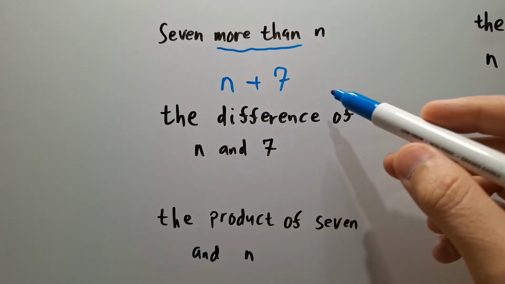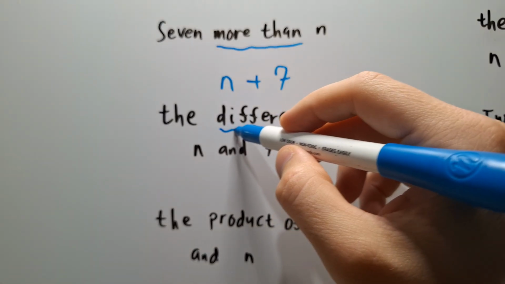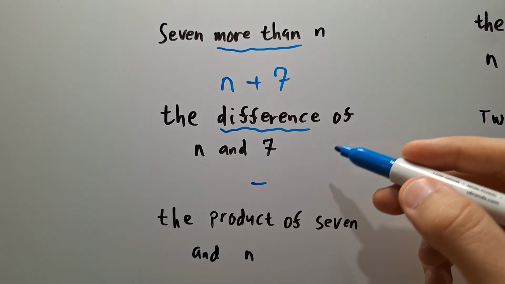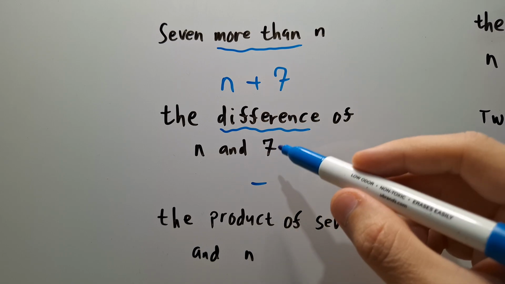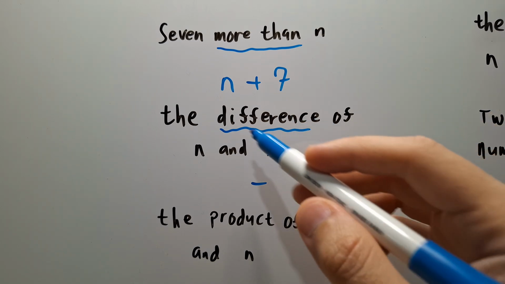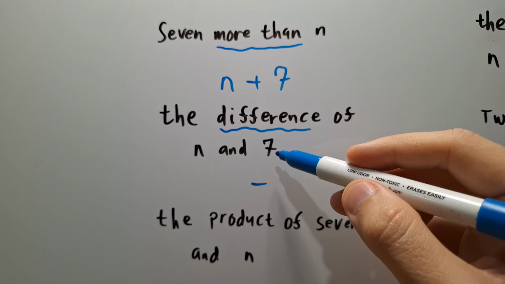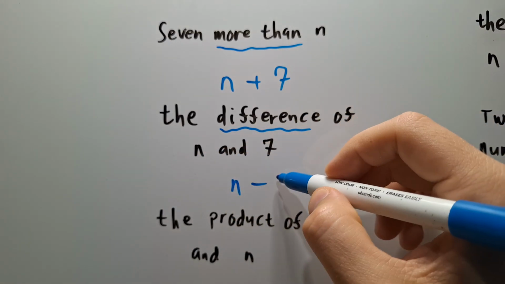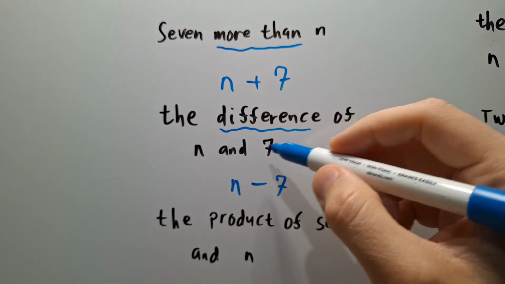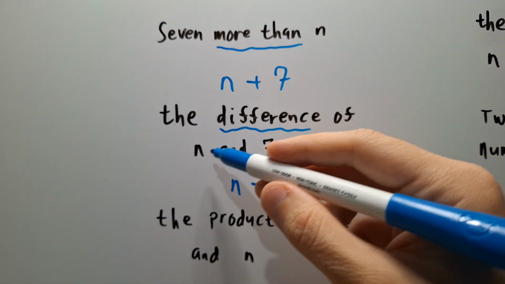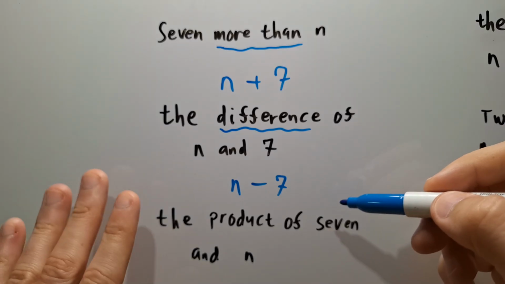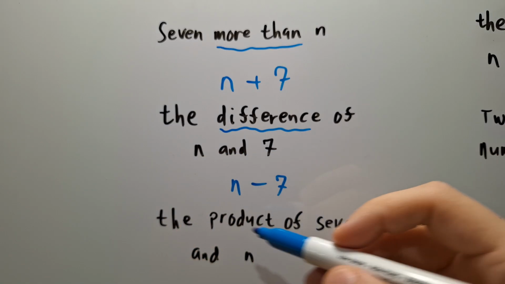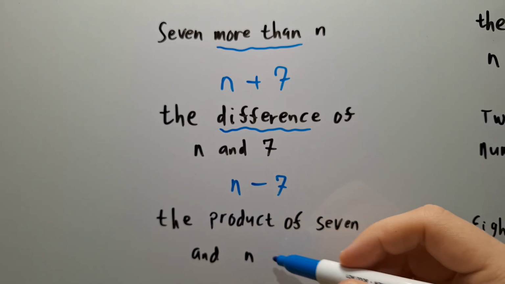The difference of n and 7. So difference deals with subtraction. Now what's different here, no pun intended, is that the order for subtraction matters. So the difference of n and 7, you can write it out verbatim as such, n minus 7, because it's telling you the order. The difference of n and 7. What's the order from left to right? n followed by 7.